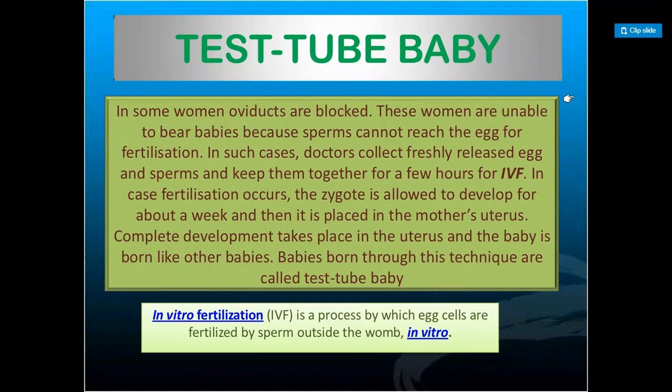In this process, they collect freshly released egg and sperms and keep them together, right? In case the fertilization occurs, then the zygote is allowed to develop for about a week. Then it will be placed in the mother's uterus for the complete development. Because the complete development of a child always needs a natural environment, a natural place like the mother's uterus. So it will not fully develop outside. That's why they shift it after 1 week to the mother's uterus, right? And the babies born through this technique are called test tube babies.